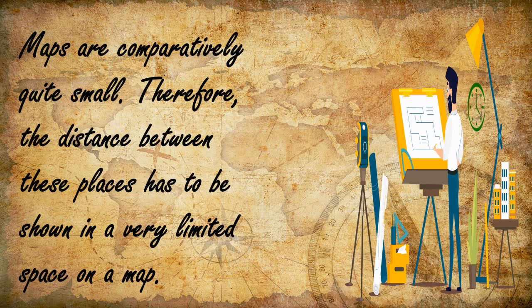Maps are comparatively quite small. Therefore, the distance between these places has to be shown in a very limited space on a map. Students, if you have observed, the map is very small in size, right? So the places in the map have to be shown in a very limited space.